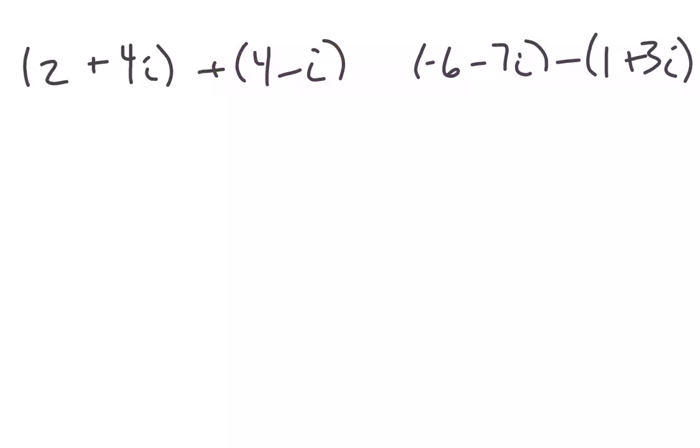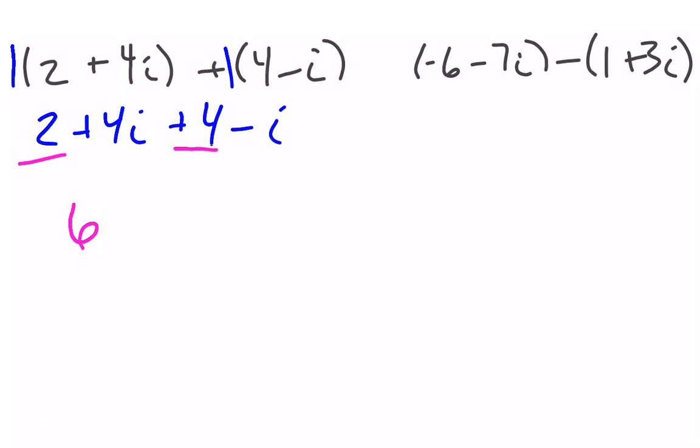The next several problems are about combining our complex numbers. So I'm going to look at the operation. In this first problem, I'm adding. So it's like with the parentheses, I'm multiplying by a positive 1. Does multiplying by positive 1 change anything? No. So effectively, I'm dropping my parentheses. And now it's a simple matter of combining like terms. So 2 plus 4 is 6. 4i minus i would be a positive 3i.